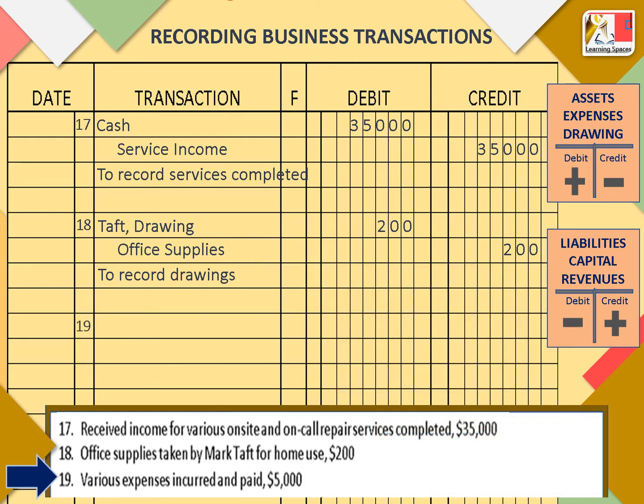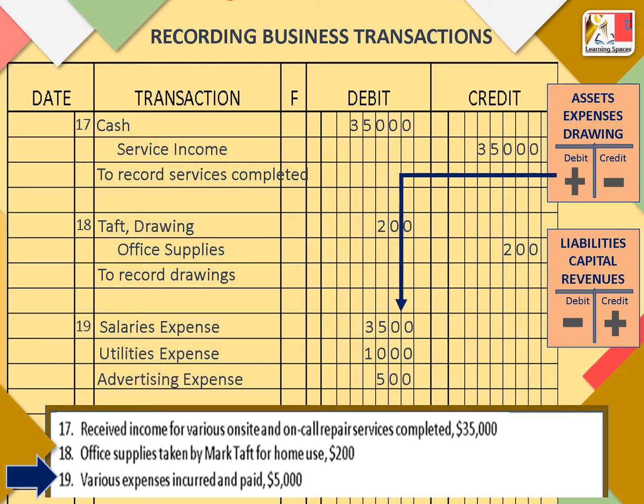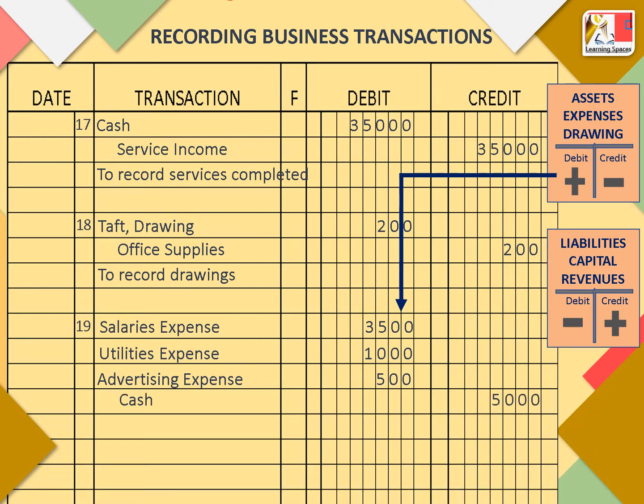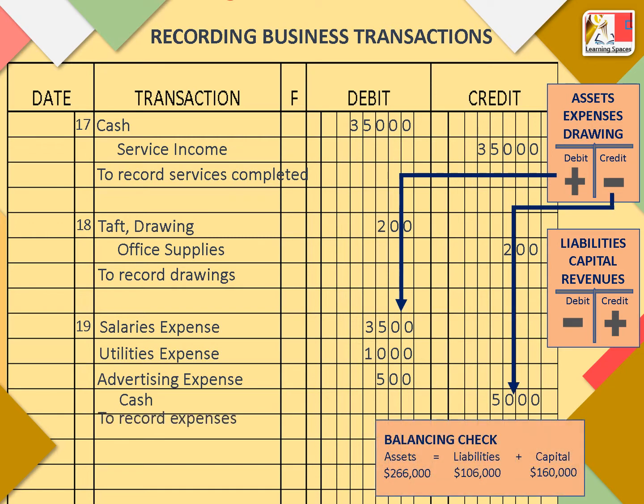Let us now analyze the transaction on March 19. When expenses are incurred, the expenses are increased on their normal side, which is debit. Let us assume the expenses are for salaries, $3,500, utilities expense, $1,000, and advertising expense, $500. All for a total of $5,000, which are all paid in cash. Therefore, on the credit side, we shall decrease the cash account by a total of $5,000.